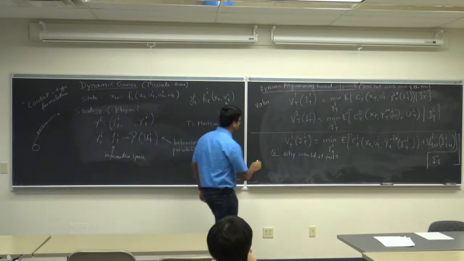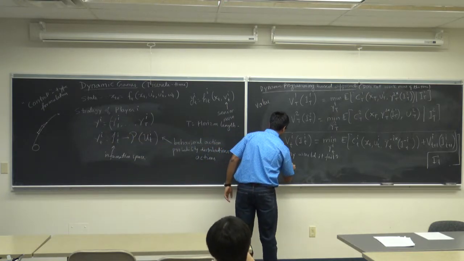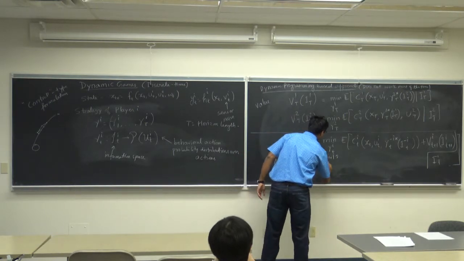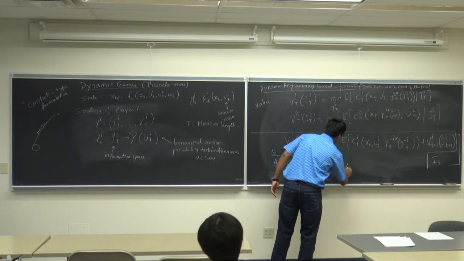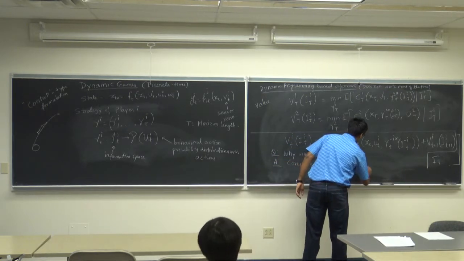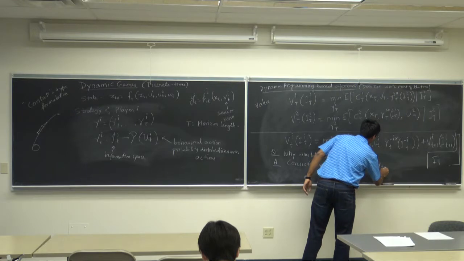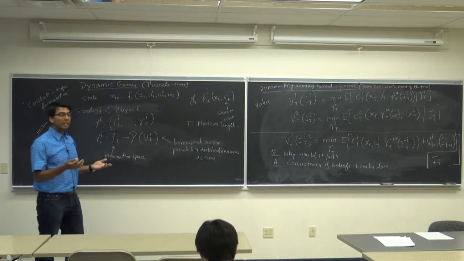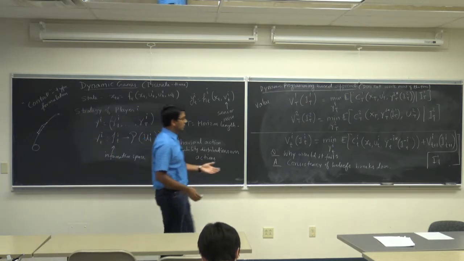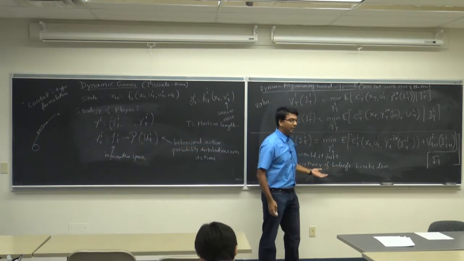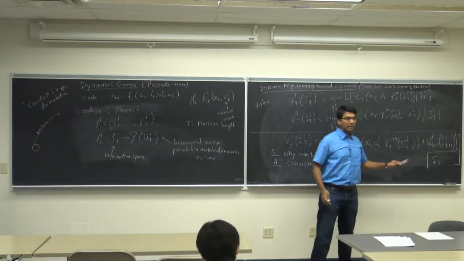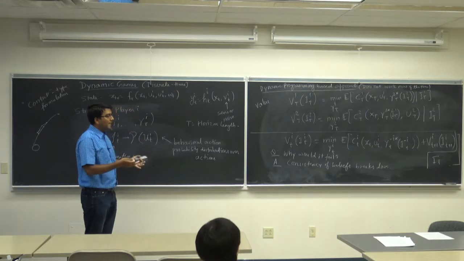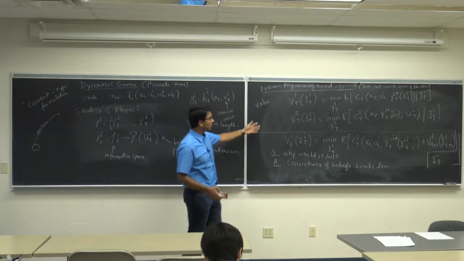So the answer is, consistency of beliefs breaks down. That is not to say that you cannot solve using this approach. There are many cases where you can solve it because this consistency of beliefs does not break down. But in most cases where you have weird information structures or very natural information structures, this might just break down.